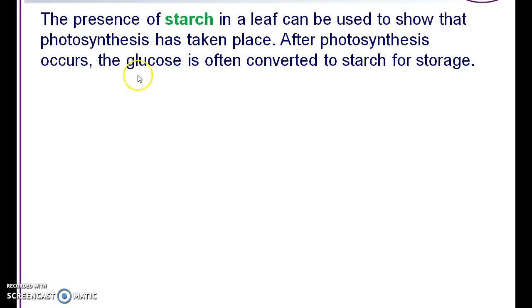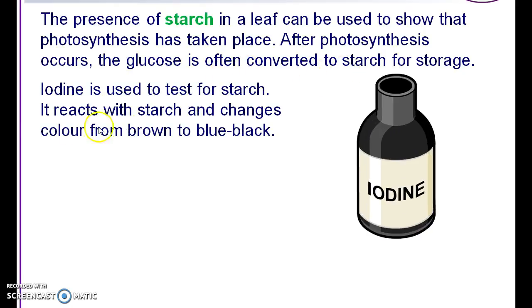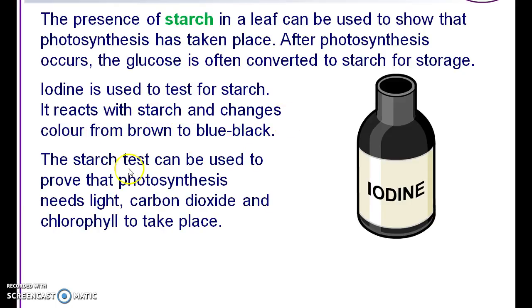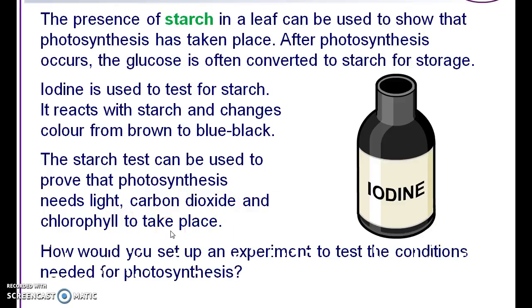After photosynthesis occurs, the glucose is often converted into starch for storage. This is the iodine. Iodine is used to test for starch. It reacts with starch and changes the color from brown to blue-black. The starch test can be used to prove that photosynthesis needs light, carbon dioxide and chlorophyll to take place.